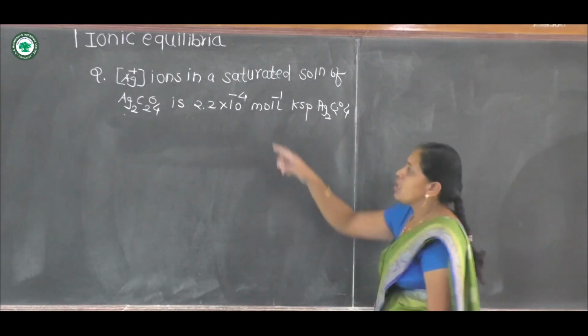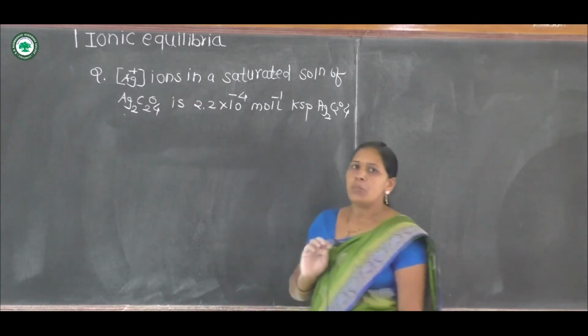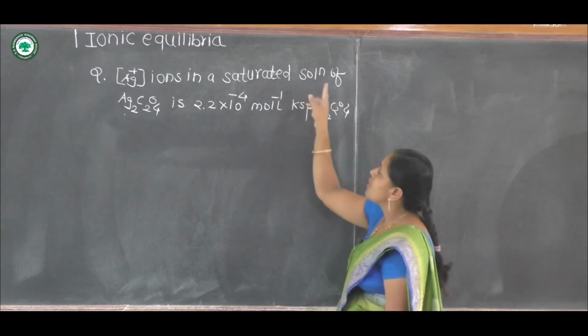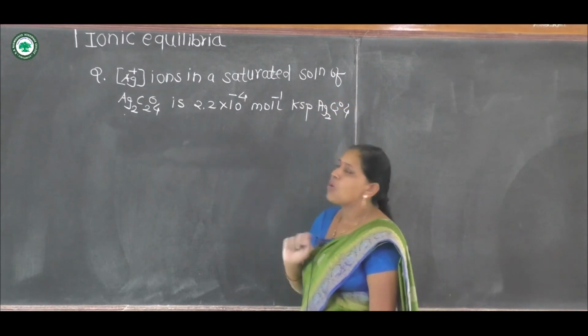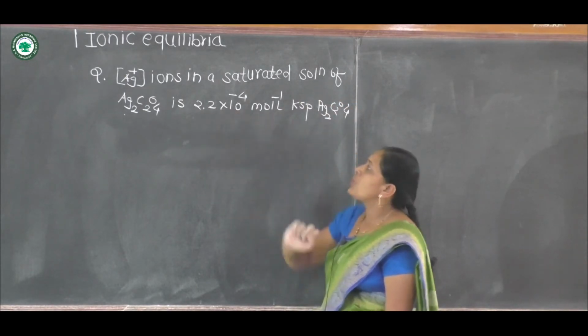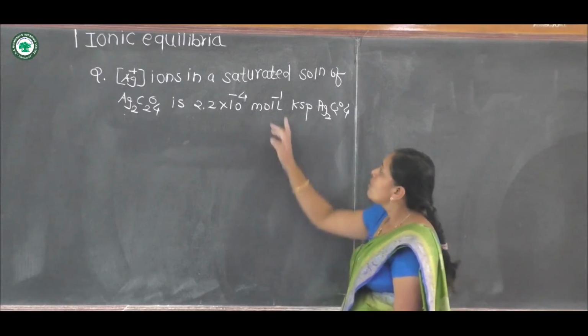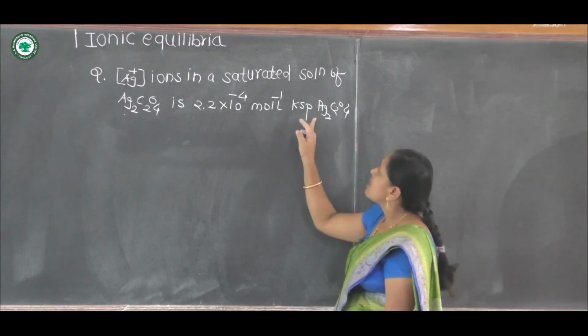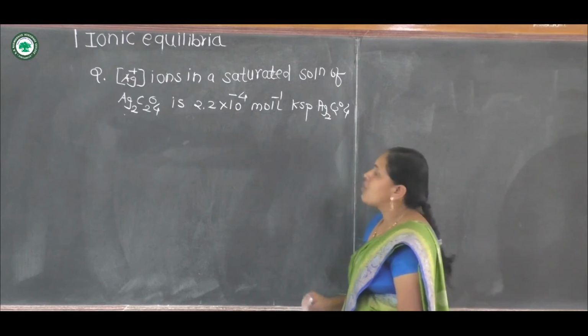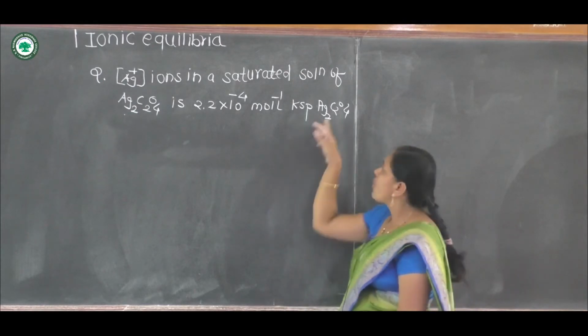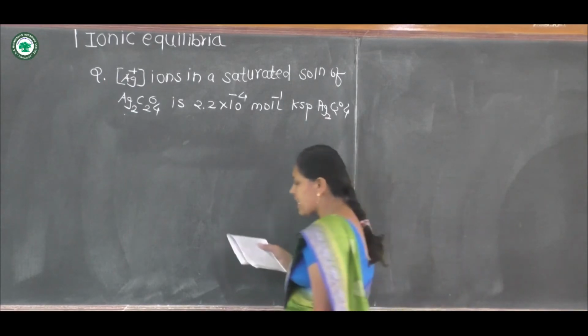Question is, the concentration of silver plus ions in a saturated solution of Ag2C2O4 is 2.2 × 10^-4 moles per liter, and what is its solubility product? We have to calculate the solubility product of this silver oxalate.